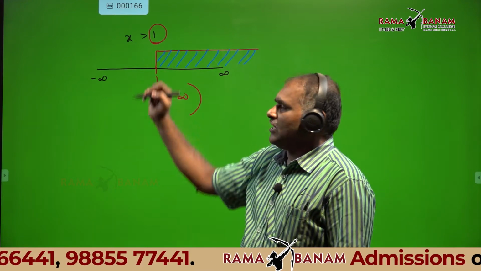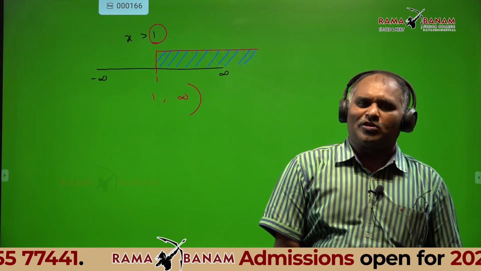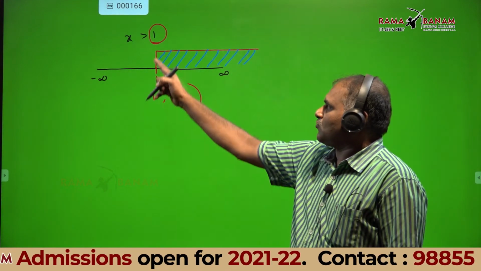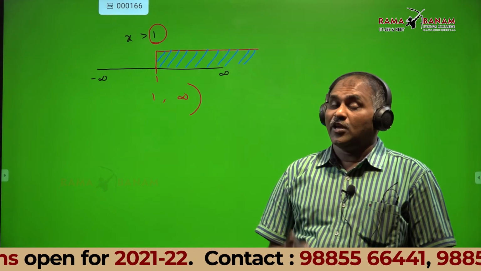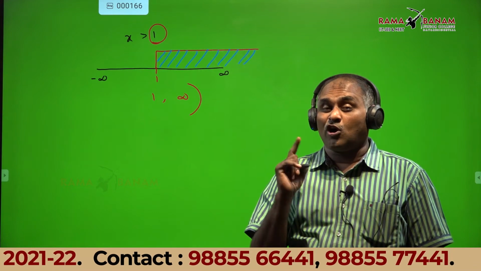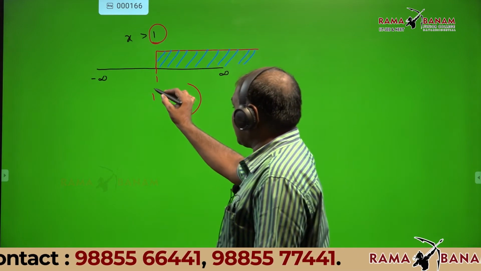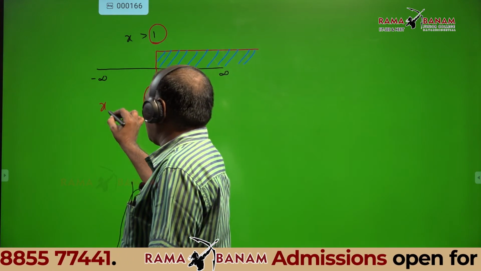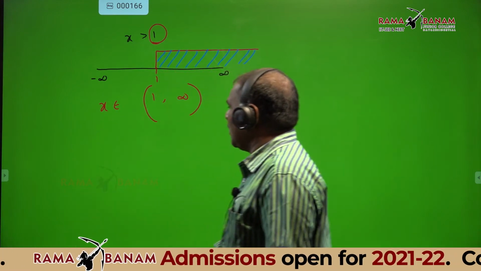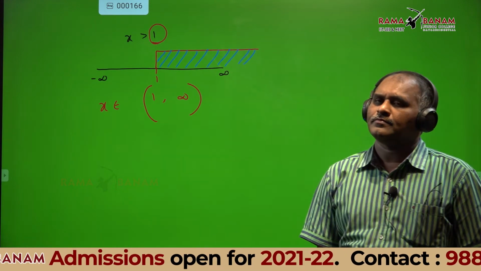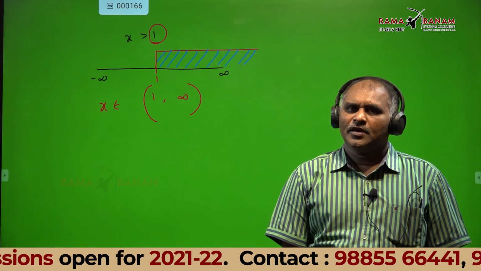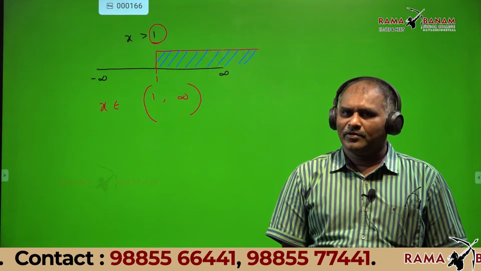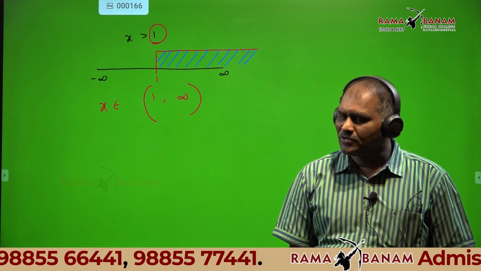But here, is the equal to sign there or not? Not there. When the equal to sign is not there, that number is also written with an open bracket. This is called x belongs to. Any doubt? Anyone having doubt?